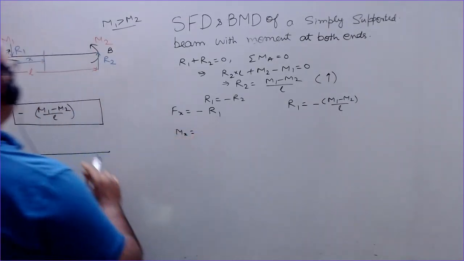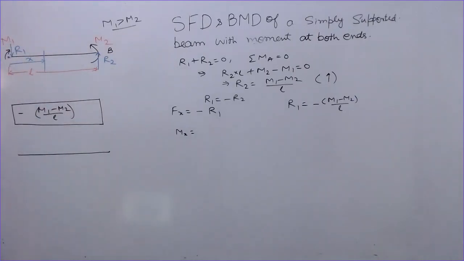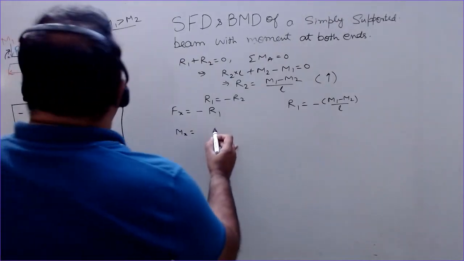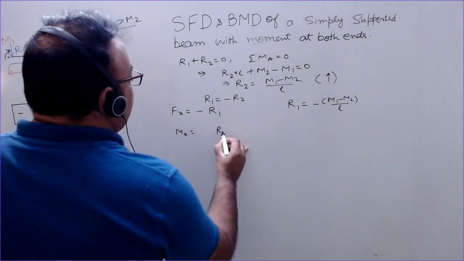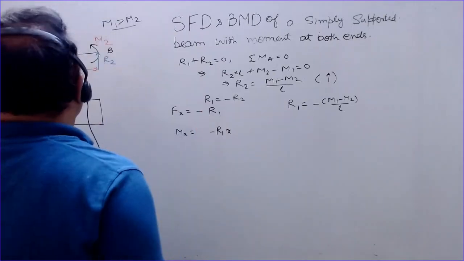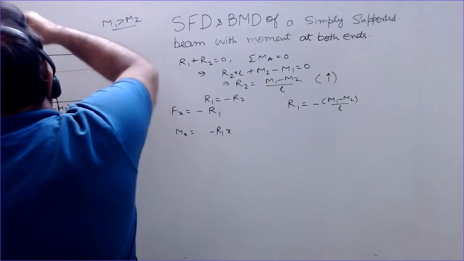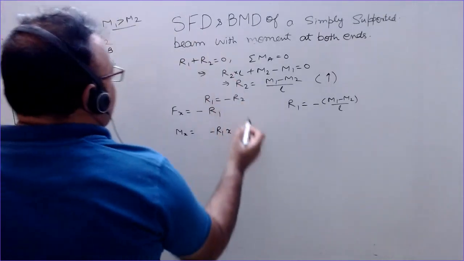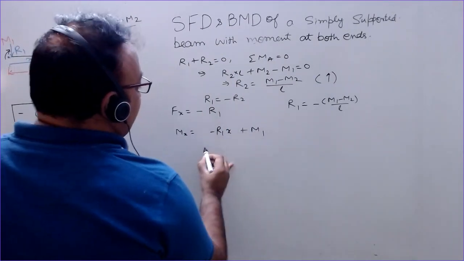Mx is equal to moment of R1 about this section and plus or minus the moment M1. There is no other moment or force acting towards the left. We have only one moment and one force. So Mx is R1 into X with negative sign. Moment is negative and M1 is having a positive moment, plus M1.